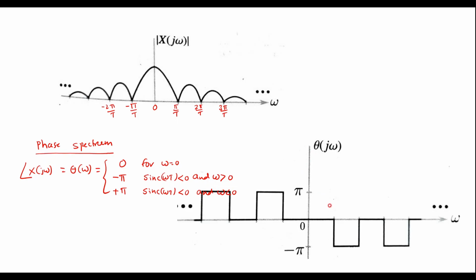So this will be π/T, this is 2π/T, this is 3π/T, and so on. Here it is minus π/T, minus 2π/T, and so on. Here we can see that for ω greater than 0 the value will be minus π, and for ω less than 0 the value will be plus π.